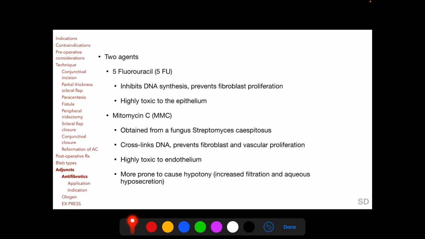Mitomycin C is obtained from a fungus and it cross-links DNA, preventing proliferation of fibroblasts and blood vessels. Mitomycin C is known to be highly toxic to the corneal endothelium, and as compared to 5-fluorouracil, mitomycin C is more prone to cause post-operative hypotony, which may be caused both by increased filtration and aqueous hyposecretion, which occurs when the ciliary body is exposed to mitomycin C following inadvertent intraocular penetration of mitomycin C.